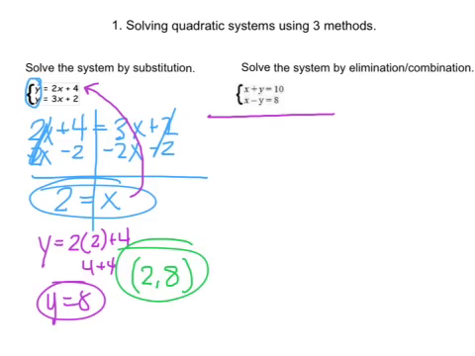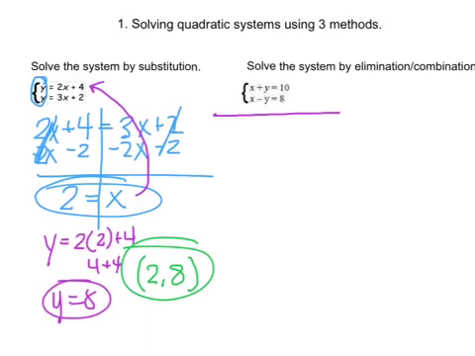So we also need to look for opposites. Notice our y's, we have one positive, one negative, so we have our opposites. So now we go ahead and add our two equations together. So we have x plus x, or 2x. Y minus y, which is nothing, they cancel, equals 10 plus 8, 18. Divide by 2 because we need to solve for our x. And we get x equals 9.